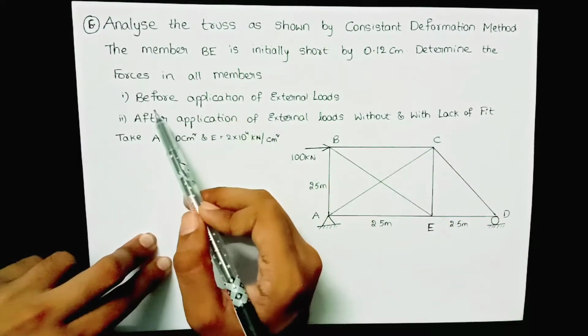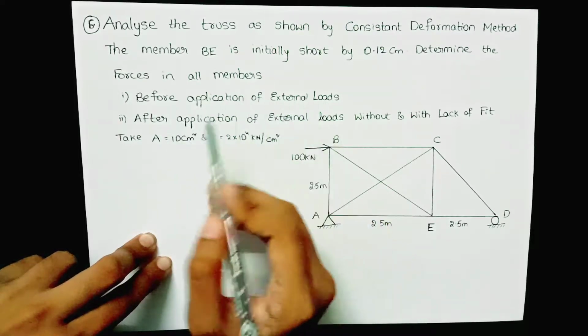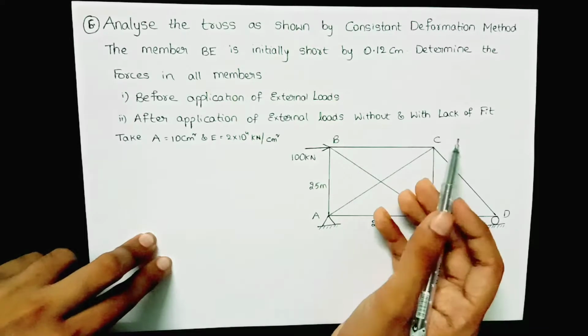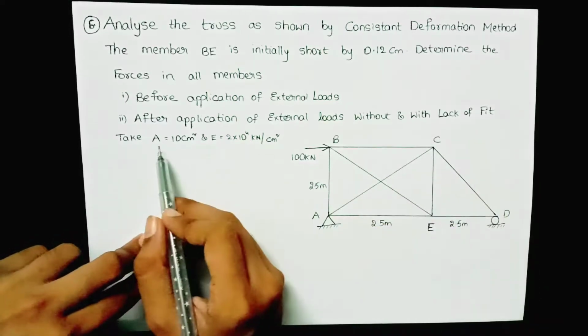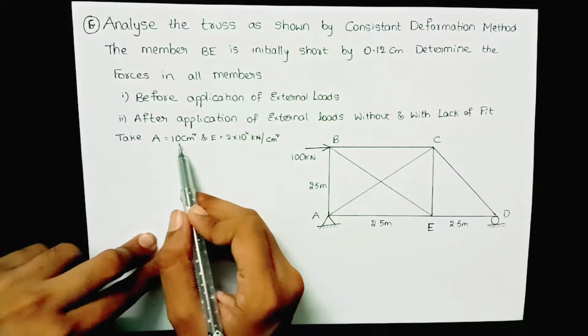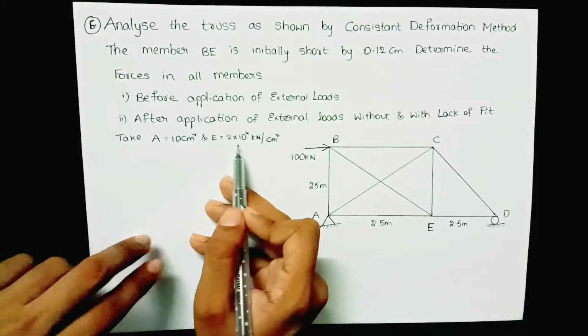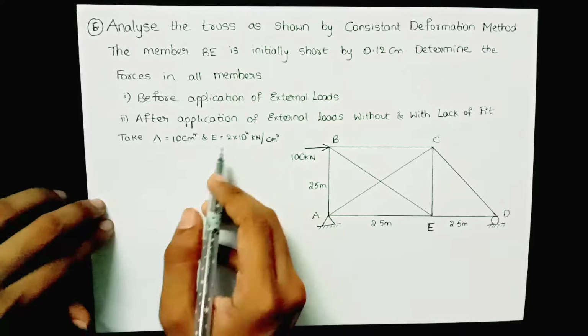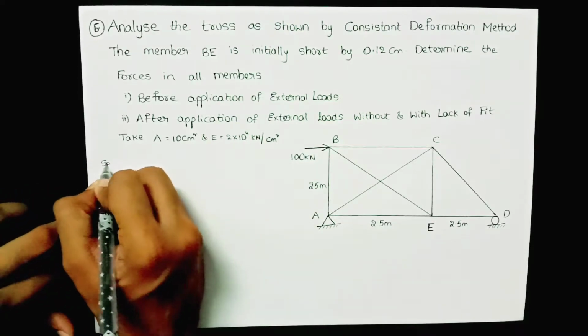There are two cases in it: before application of external loads and after application of external loads, with and without lack of fit. The area is taken as 10 square centimeters and Young's modulus is taken as 2 into 10 power 4 kilonewton per square meter. So I will start the solution now.